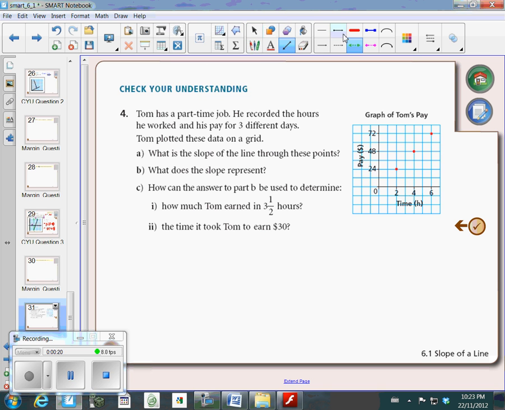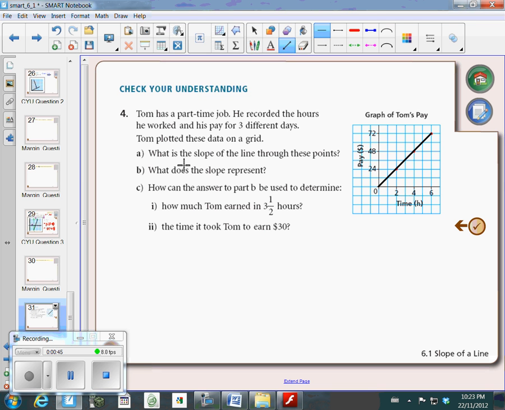So let's connect these points with a smooth line. The 3 points go from 6 hours, $72 to 2 hours, $24. Well, I'm going to carry this line right through the origin, which represents 0 hours, $0, which makes sense because when you don't work, you don't get paid.